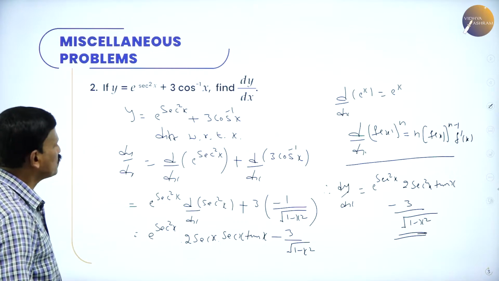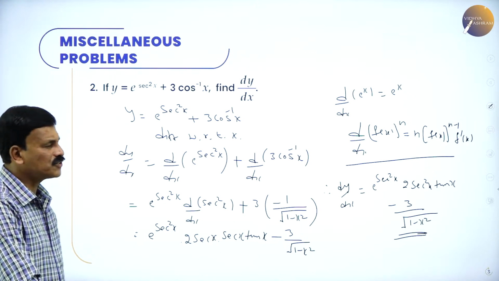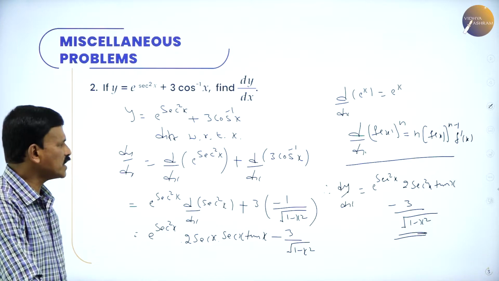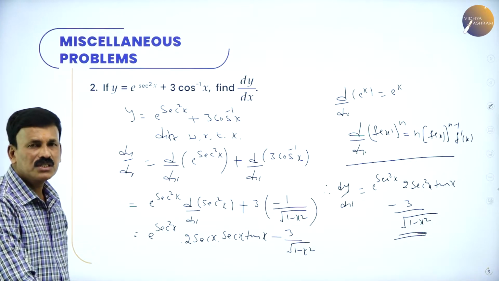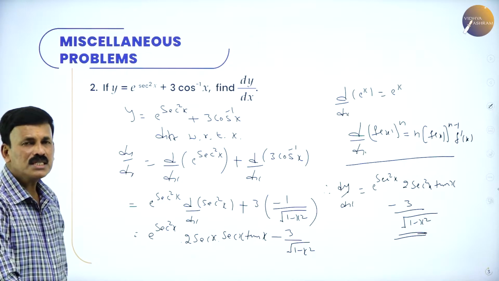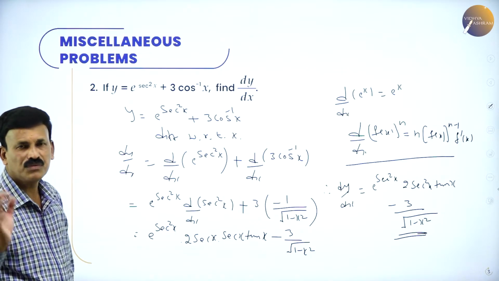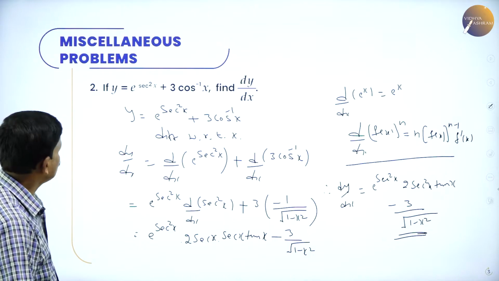So the derivative of this function is e to the power of secant square x into 2 secant square x tan x minus 3 divided by root of 1 minus x square, and this is the simplified answer for this. Hope you followed this. This is also very important for 3 marks.